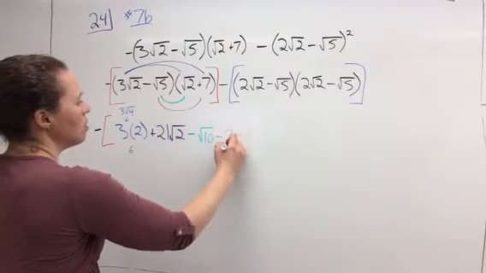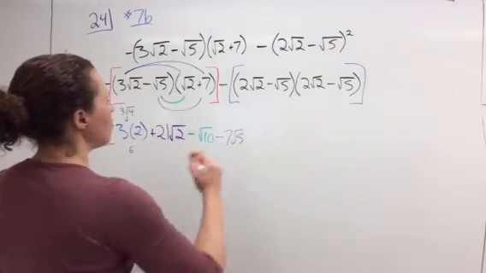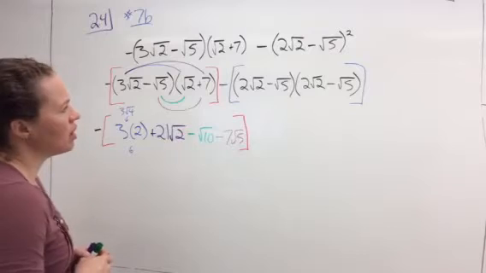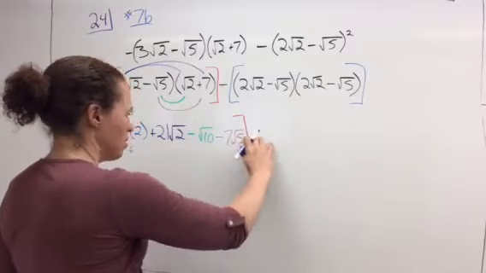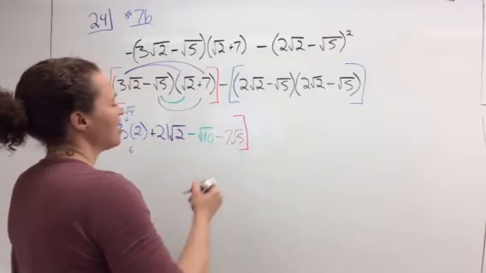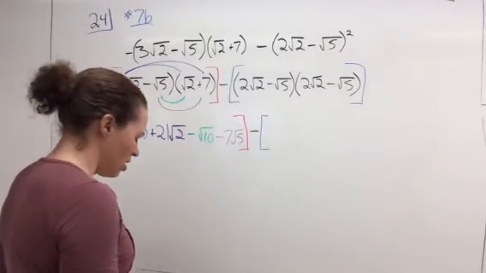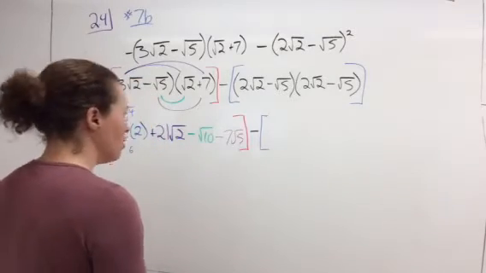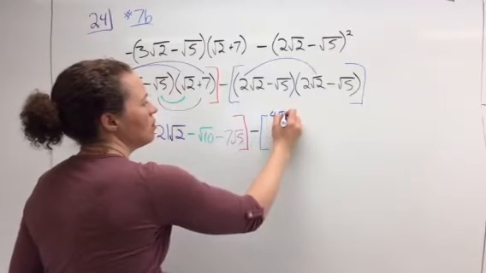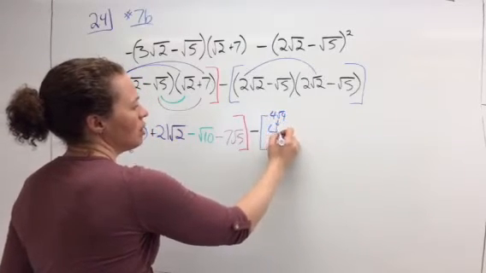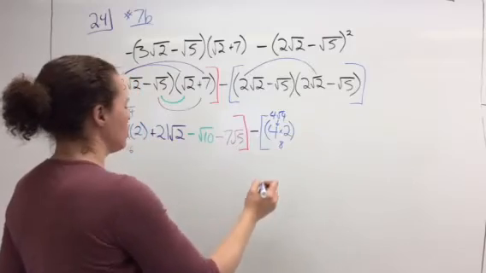and I can just move on to the next set, close this one up, and I'll try and keep my work a little more condensed. I'm going to put in the negative and the root, and then I'm going to continue with the FOIL. So my first is 2 root 2 times 2 root 2, which is going to give me 4 root 4, which is going to end up being 4 times 2, which will eventually give me 8.